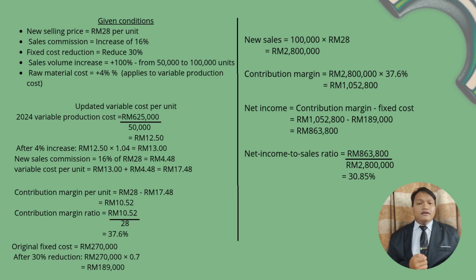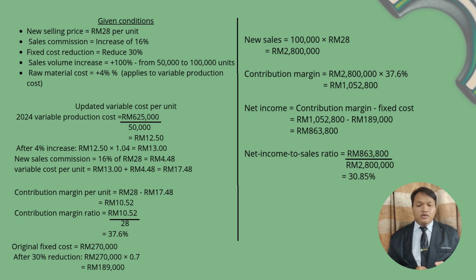and get a total of 189,000 ringgit. The new sales is 100,000 units multiplied by 28 ringgit, and we get a total of 2,800,000 ringgit. The total contribution margin is we take the new sales 2,800,000 ringgit multiplied by the contribution margin ratio 37.6%, and we get a total of 1,052,800 ringgit. The net income is the contribution margin 1,052,800 ringgit minus fixed cost 189,000 ringgit and we get a total of 863,800 ringgit.